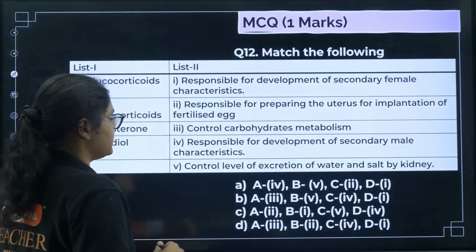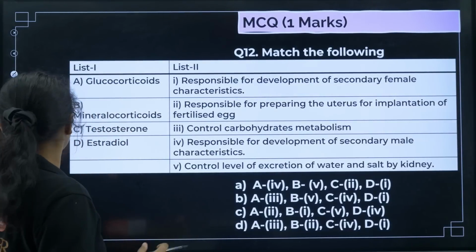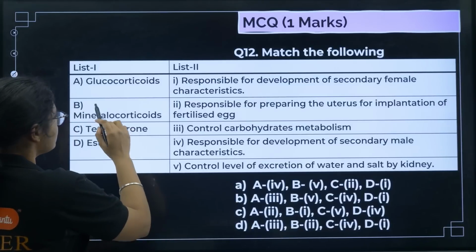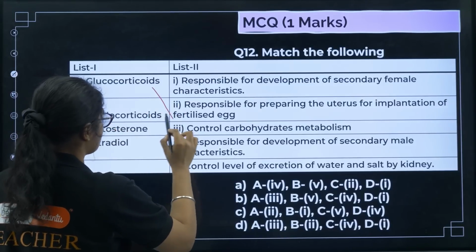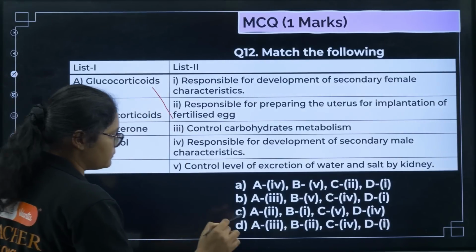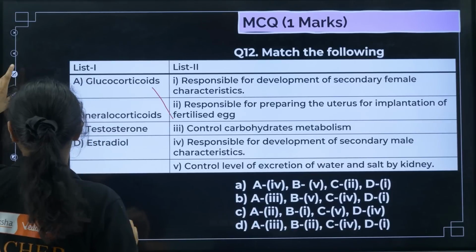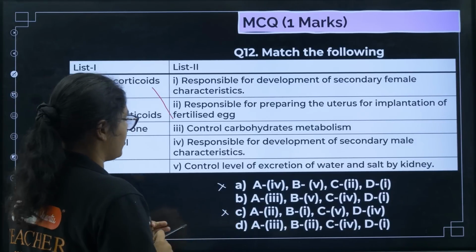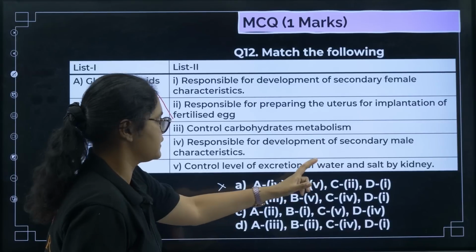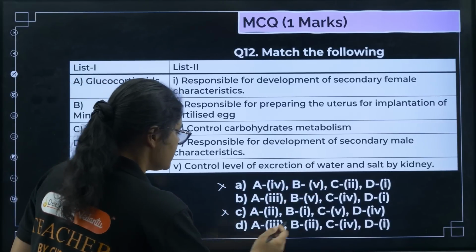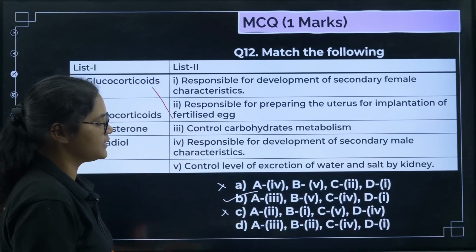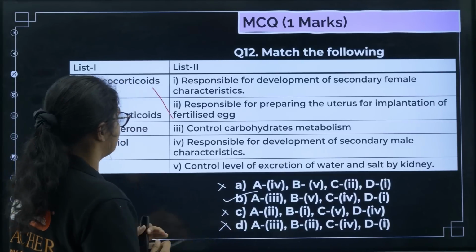Next, match the following. Yeah, this question can be a little confusing if you haven't studied the hormones properly. So glucocorticoids is responsible for carbohydrate metabolism, so A will be 3, so we can eliminate option number A and C. Next, mineralocorticoids, it is used for excretion in the kidney, so B has to be 5. So we have B5 in only one option, so option number B is the correct answer. You can eliminate this one as well.